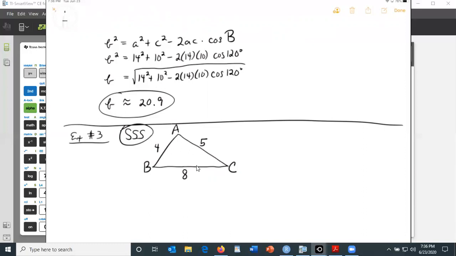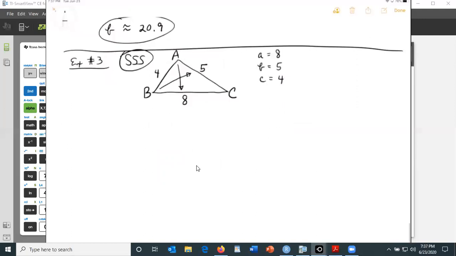So let's first write out what the side letters are. Which one is A? Hopefully you're thinking it's 8, because that side of 8, the bottom side, is across or opposite angle A. Side B is over there at 5. And side C, of course, would have to be the 4. So let's find angle A. Let's make that our part 1. And then part 2, we'll find C.